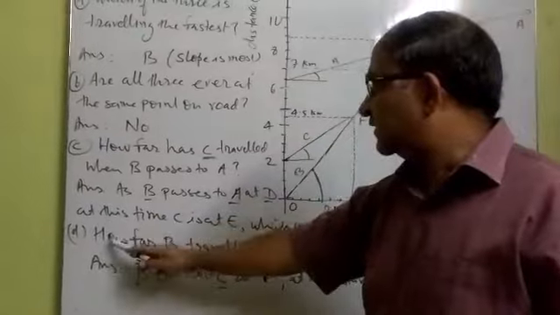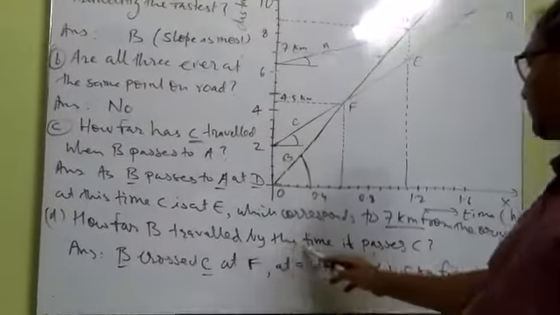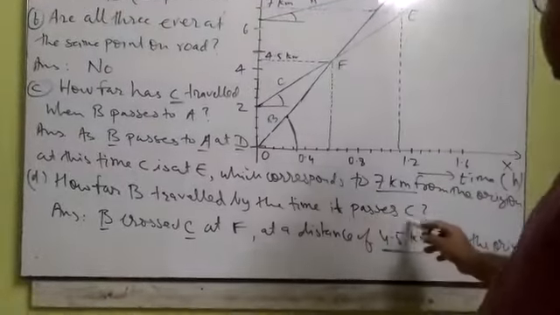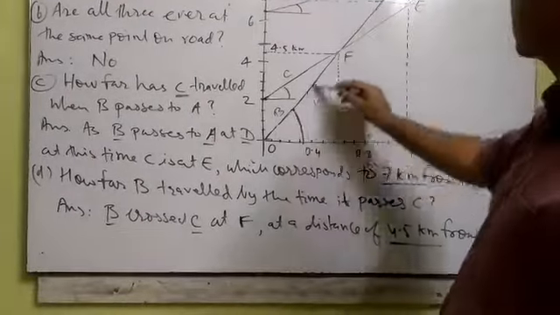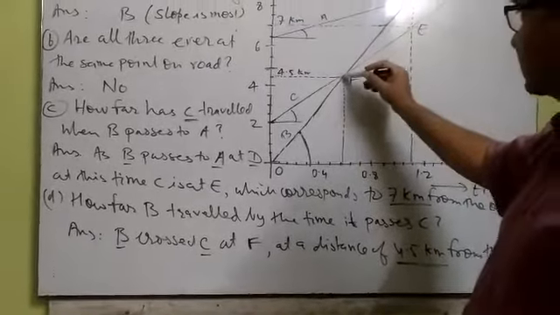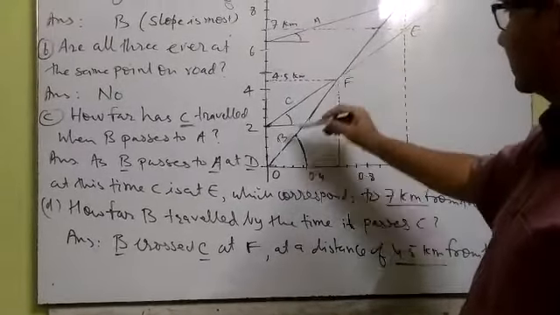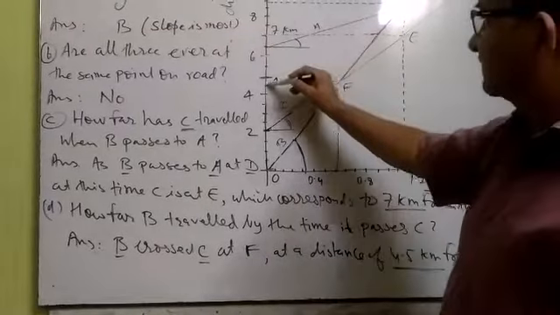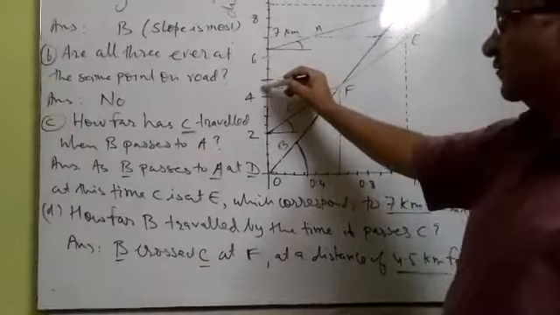Now, how far had B traveled by the time it passes C? We have to find the intersection of B and C. This is B and this is C, so they intersect at F. At this time, when graph B intersects with C, they have traveled 4.5 kilometers.